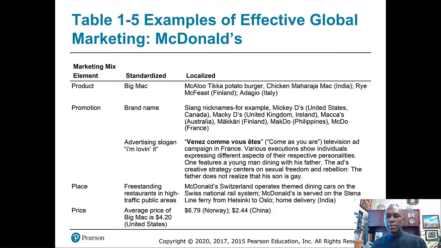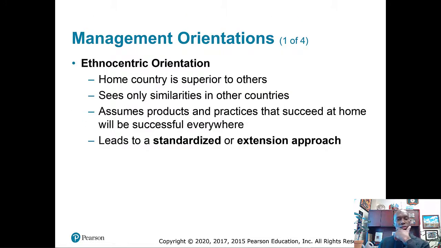All right, so let's see. Here's some of the adaptations for the Big Mac. As you look down, the McAloo Tikka potato burger and the chicken Maharaja in India, and you have some other adaptations. Then you have the orientation ethnocentric, which means that you have more of a narrow focus and you're going to have something that points to your own culture and your own ethnicity, and you extend that to the world, or you share that with the world.